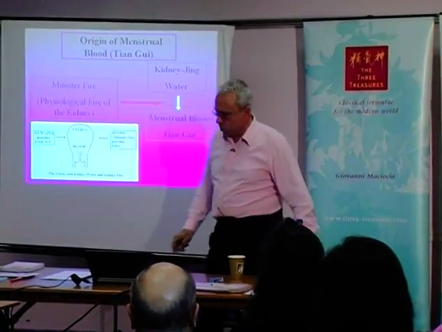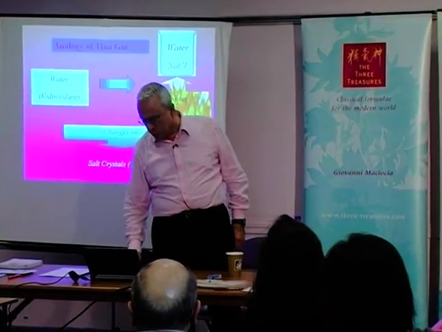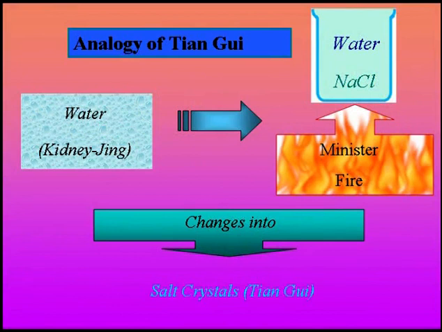It's a process of crystallization. An ancient book actually talked about crystallization. And if you imagine this is a container of water with a lot of salt in it. So that's kidney jing. Okay, the water is kidney jing. You apply a flame to it, a small flame. After some hours, the water will evaporate and you're left with salt crystals. Okay? And that's what happens to the tiangui.